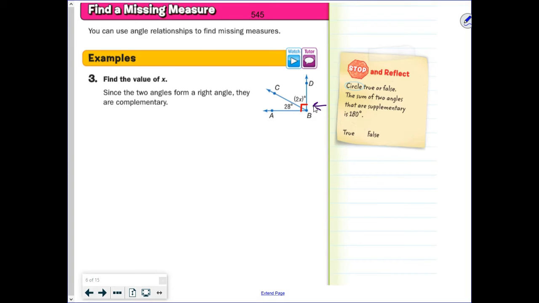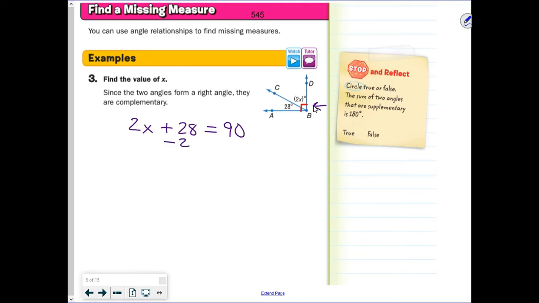So the measure of angle CBD is 2x, and the measure of angle ABC is 28. If I add those two measurements together, they should add up to the 90-degree angle that is formed by putting them together. Now all I need to do is to solve that equation.